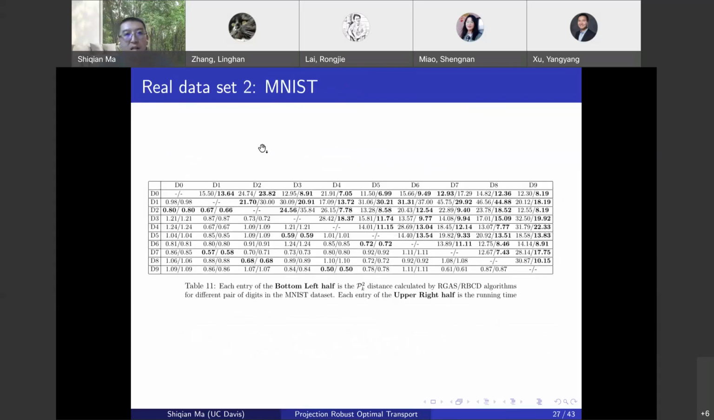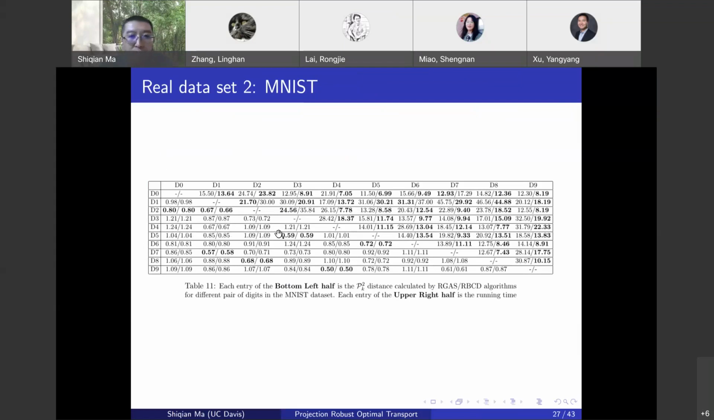This is about another data set, called the MNIST data set. MNIST contains a lot of images, and each image corresponds to a handwritten digit from 0, 1 up to 9. For each digit, we can think of the images corresponding to the same digit as sample data from the same probability distribution. Using those sample data, if we compute their Wasserstein distance, we can measure the closeness between two digits.